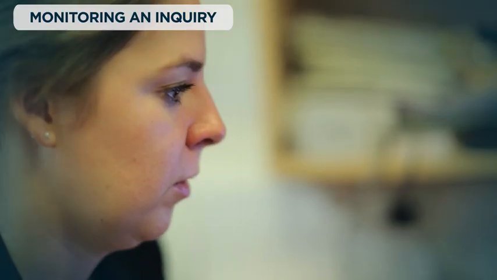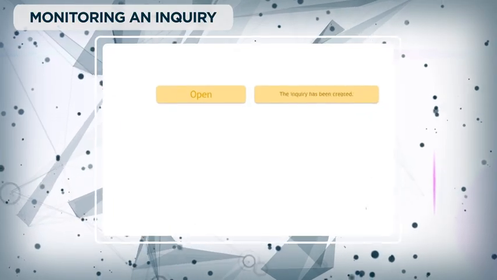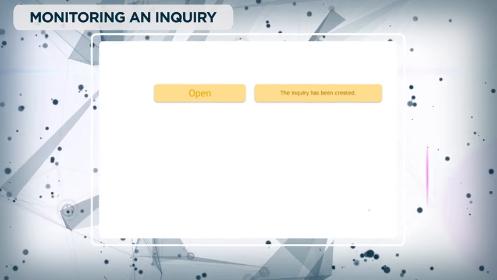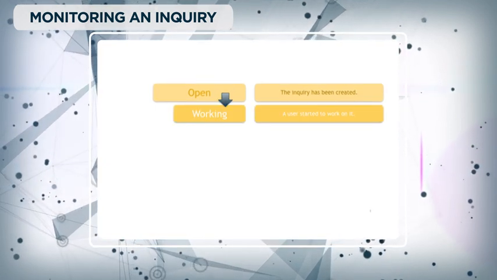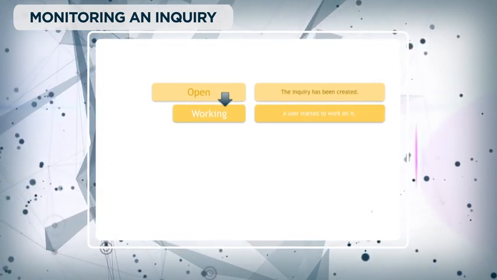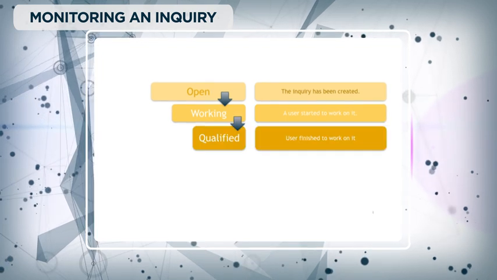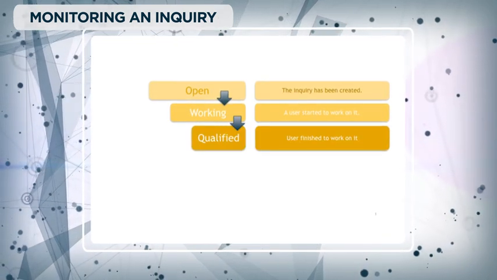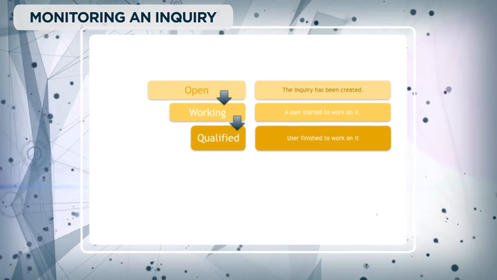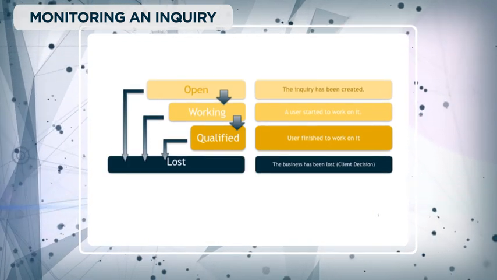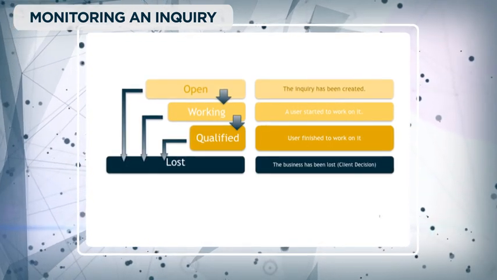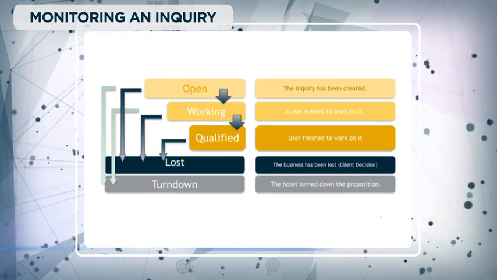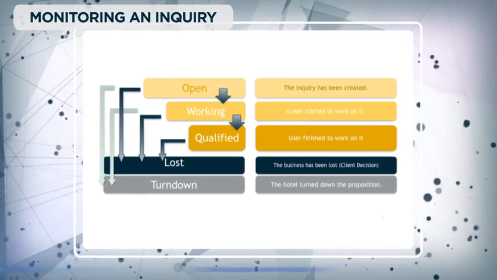Delphi FDC has 5 different statuses for monitoring your inquiries. Open is when you don't yet have all the event details. Working means that a team member is currently working on this inquiry. Qualified is a status that Delphi FDC automatically assigns if a response has been sent to the customer. Lost is if the customer has turned down the proposal. Turn down is if the hotel has turned down the proposal.